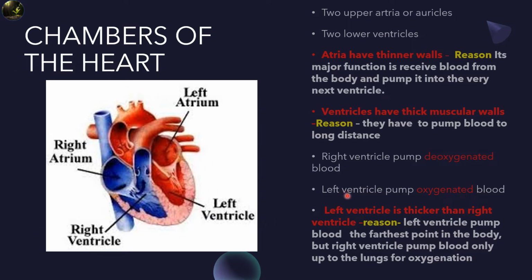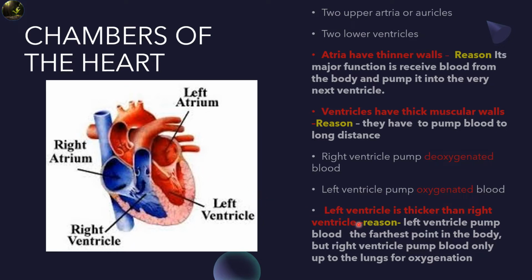Then the next one, left ventricle pumps oxygenated blood. Of course, we already learned that the left ventricle pumps oxygenated blood. Then right ventricle pumps deoxygenated blood. This is very important. Then one more thing, right atrium will collect blood. What type of blood will it collect? It will collect deoxygenated blood. Left atrium also collects blood. What type of blood will it collect? Oxygenated blood.